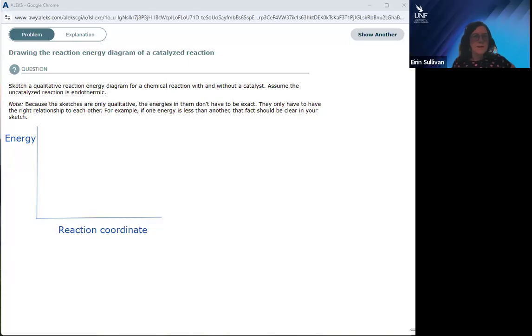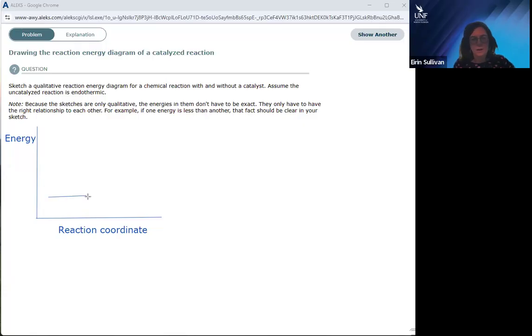Okay, so drawing the reaction energy diagram of a catalyzed reaction. I'm not exactly sure how to use the drawing tools in ALEKS because I can't access them from my instructor account, but essentially you're going to need an x-axis for your energy diagram, which is called the reaction coordinate. The reaction coordinate is the progress of your reaction, and then the y-axis is energy, right? Down the bottom is no energy, up high is lots of energy.